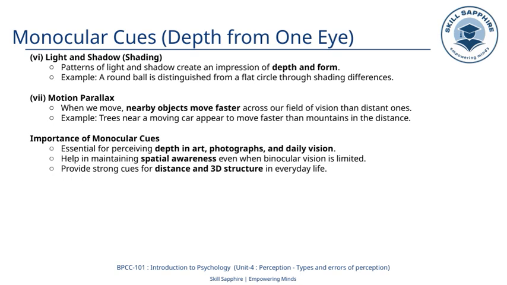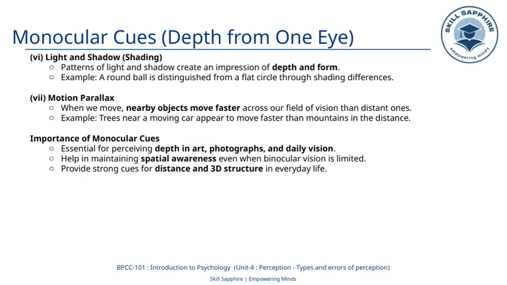Another key cue is motion parallax. This occurs when we move our heads or bodies. Nearby objects seem to move faster across our vision, while distant objects appear to move more slowly. For instance, when you're in a car and look out the window, trees close to the road seem to zip past quickly, whereas mountains in the distance seem to move very slowly or not at all.